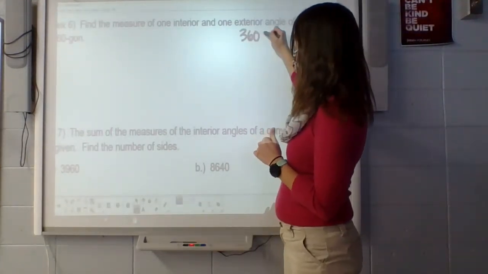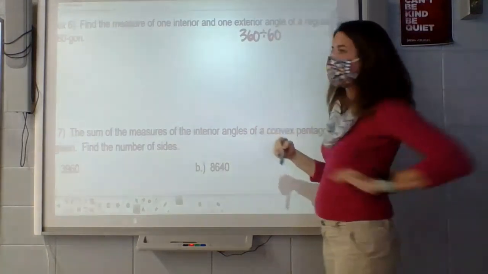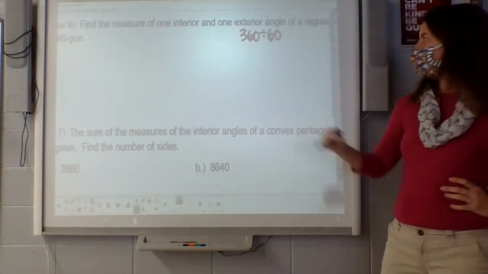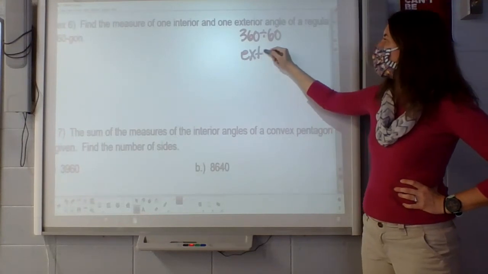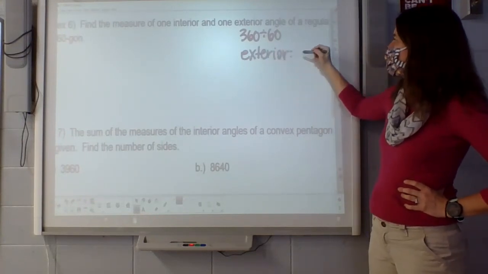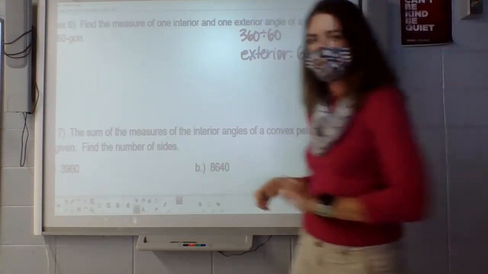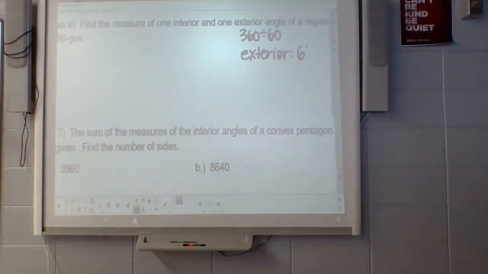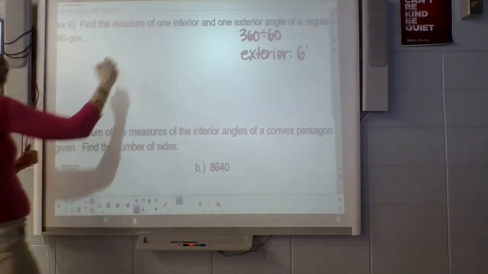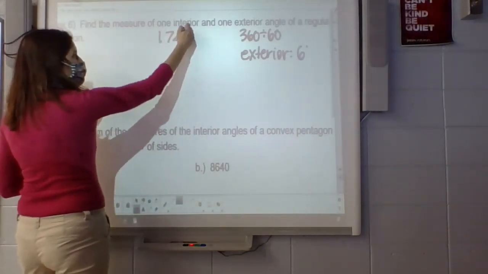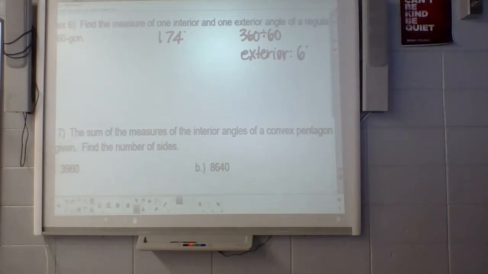So 360 divided by 60, and what do you get for that angle measure? For the exterior angle? 6. So 6 degrees. If I know that, then I should be able to find the interior angle. We could do what we did before: 60 minus 2 times 180. Or I can know that together they should add up to 180. So this would just be 174, which should work out as long as you did the exterior angle correctly.